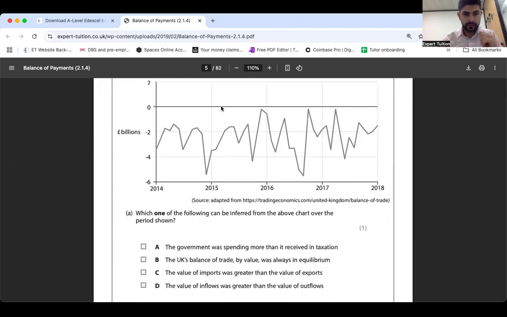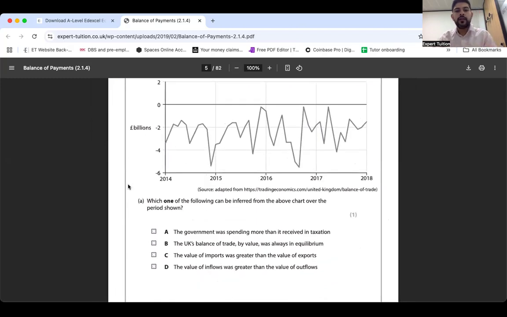Let's zoom out a little bit. Option A: the UK government was spending more than it received in taxation. This is a very common error that people make. They mix up the fiscal deficit with the current account deficit. Let's go through the differences between the two very quickly as revision. Fiscal, also known as budget, is where the government is spending more than it receives in tax revenue in a year. So fiscal and budget are one thing. Hence, when they talk about the budget, the Chancellor declaring what the different taxes are and government spending, that's fiscal.